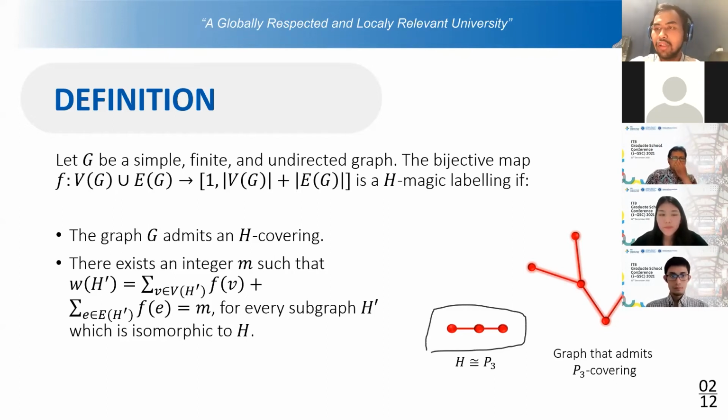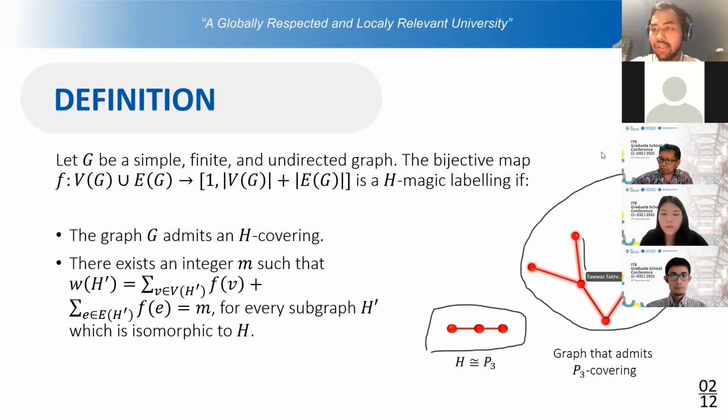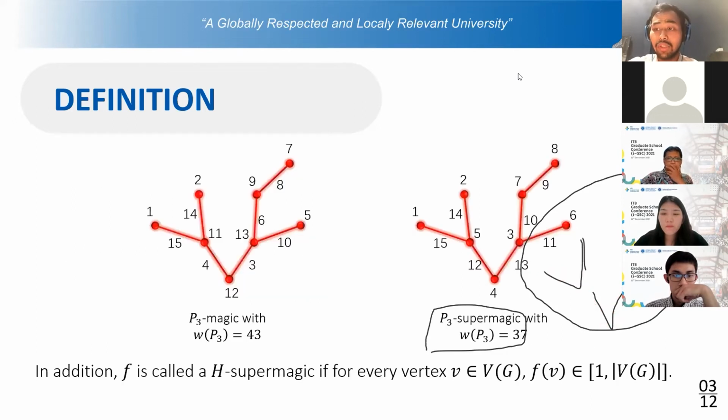So for example, in this graph, every edge is contained in at least one subgraph of P3. That's the first requirement of H-magic labeling. And the second one is that there exists an integer m such that the sum of weights is constant, that is, equal. Please next, so that we can see the sample here.